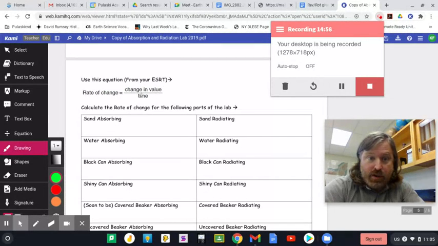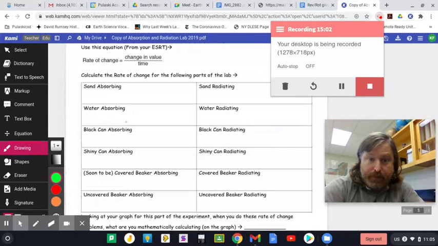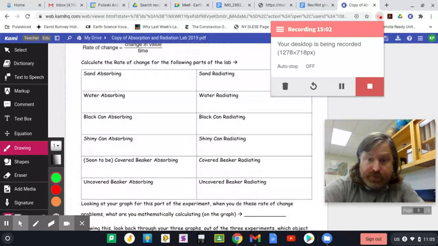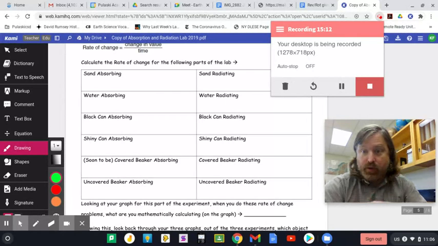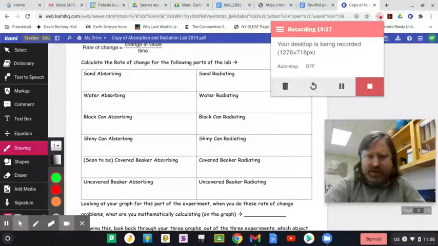So you're going to have to do this for all sections of the lab. You're going to have to do it for the sand while it absorbed, the sand while it cooled off, the water while it absorbed, the water while it cooled off. So that's the 4 problems for those 2 beakers as they went up, then went back down. And then the same premise in the next 2 sections of the lab.